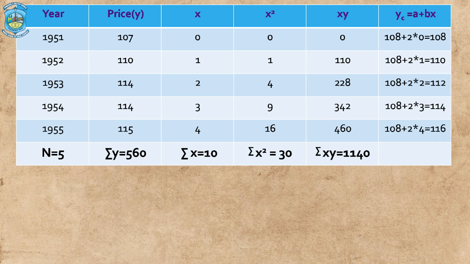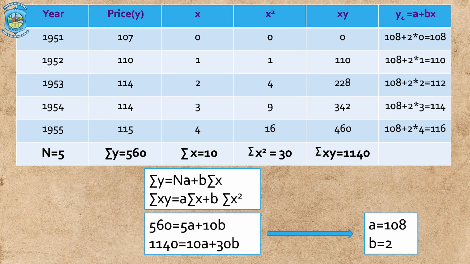Now let us go ahead and put these values in the two normal equations. Summation y is equal to na plus b summation x, and summation xy is equal to a summation x plus b summation x square. So we get two equations, which are 560 is equal to 5a plus 10b and 1140 is equal to 10a plus 3b. We can solve these equations and we would get the values for a and b, which in this example are 108, that is the value of a, and 2, which is the value of b.